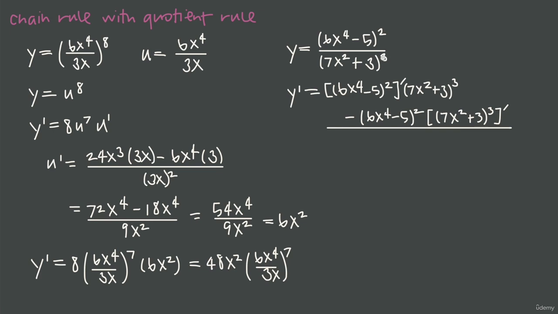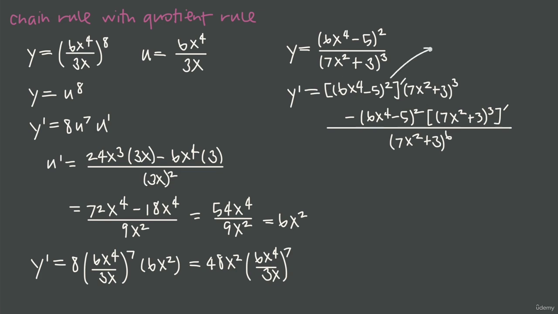When we square the denominator, we'll get this exponent of 3 raised to the power of 2, which means we'll end up with an exponent of 6. So (7x^2 + 3)^6. Now all we have left to do is simplify the numerator. And in order to do that, we just have to take these two derivatives. We have to take the derivative of (6x^4 - 5)^2, and we have to take the derivative of (7x^2 + 3)^3. So let's work on this one first.